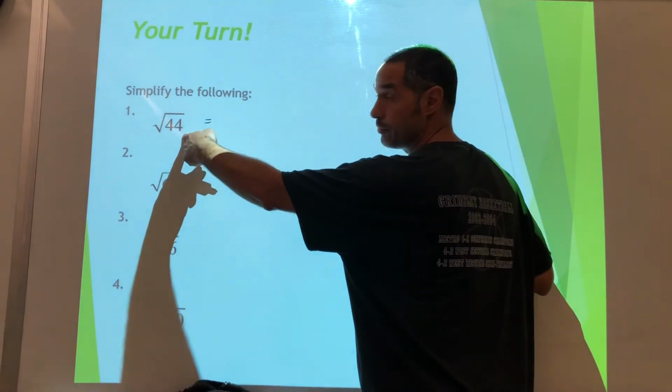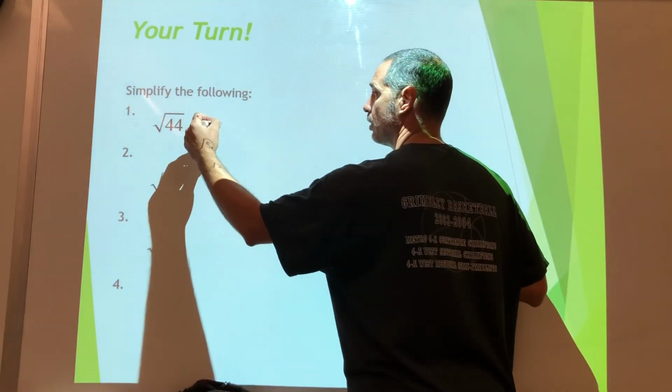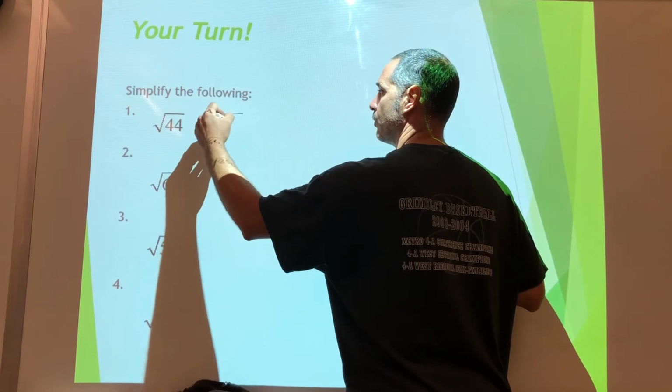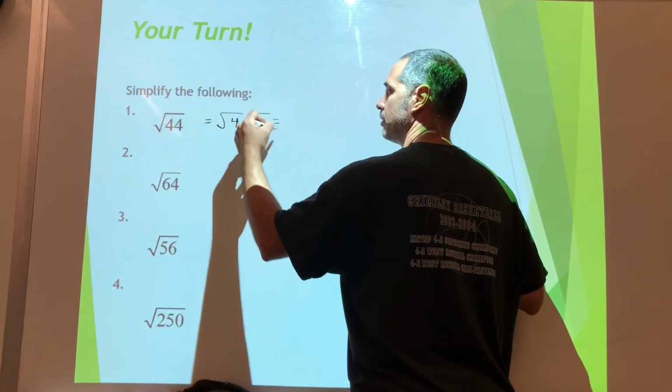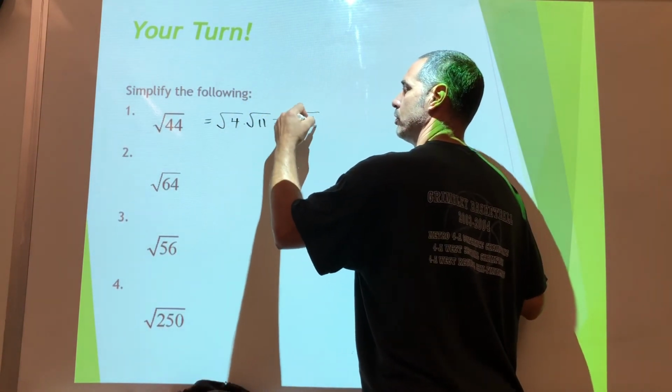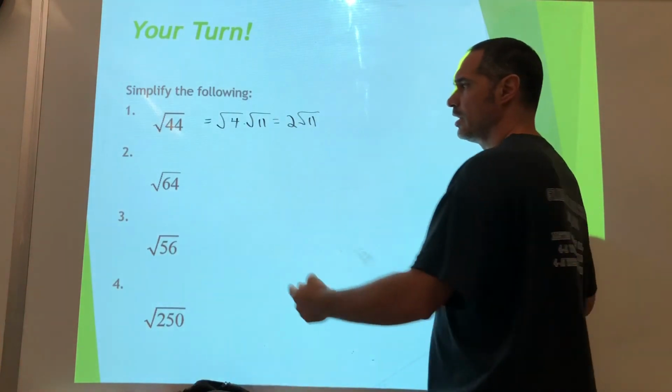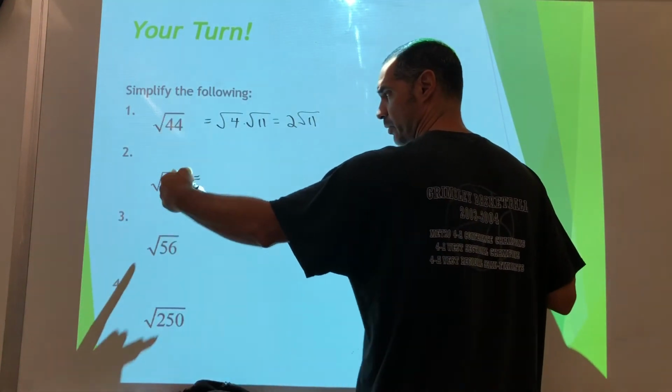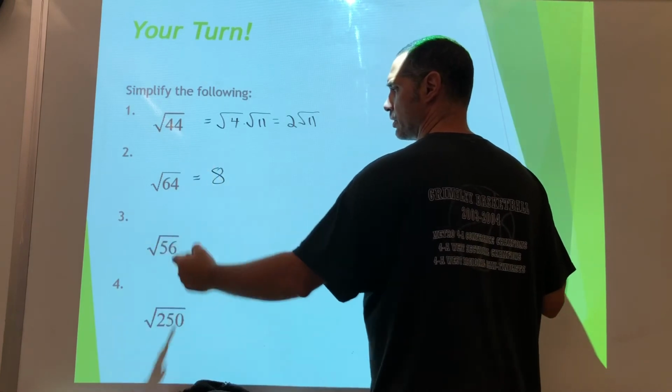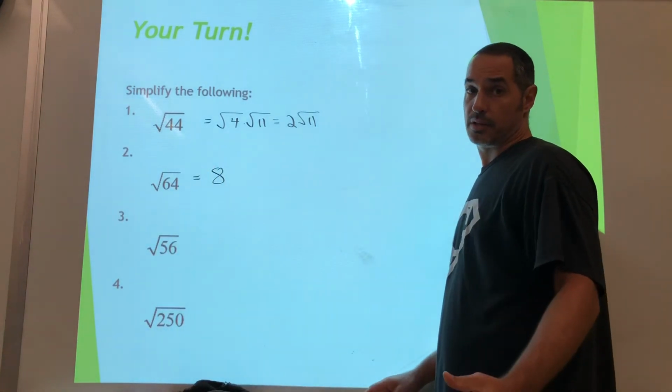All right, now that you've paused it, this is square root of 44. Hopefully you recognize that this is the square root of 4 times the square root of 11, and that's going to be 2 times the square root of 11. 64 is on our list, right? That's one of the perfect squares already, so the square root of 64 is 8, and that could be easy.